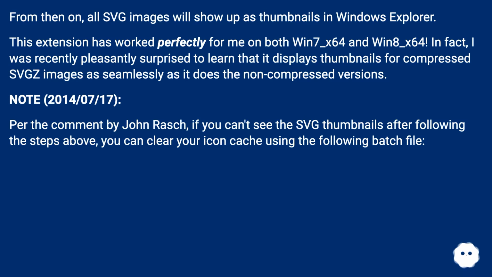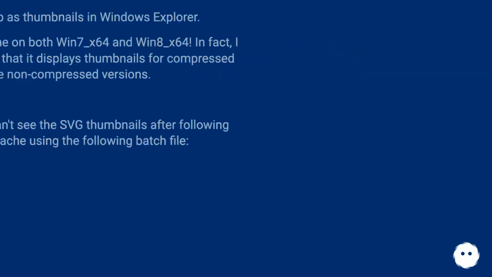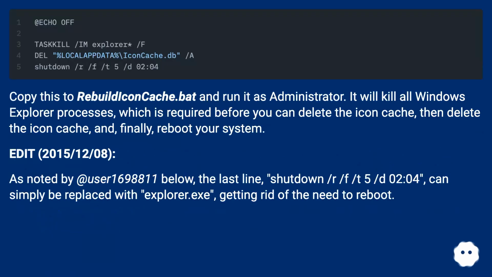Note, the 17th of July 2014. Per the comment by John Rash, if you can't see the SVG thumbnails after following the steps above, you can clear your icon cache using the following batch file. Copy this to rebuildIconCache.bat and run it as administrator. It will kill all Windows Explorer processes, which is required before you can delete the icon cache, then delete the icon cache, and, finally, reboot your system.